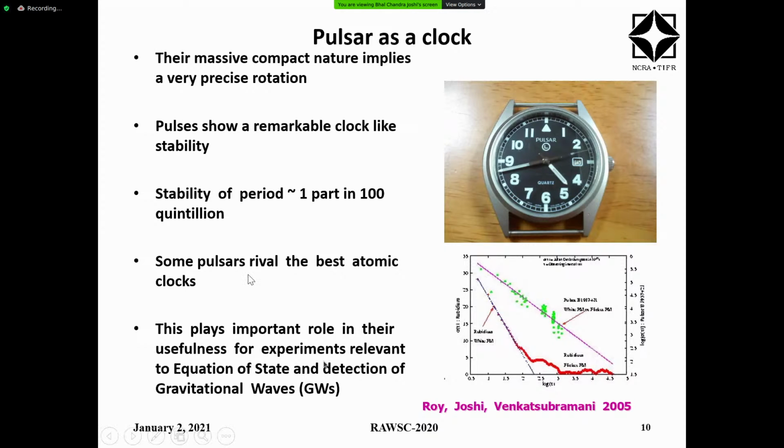In fact, in the 1990s, pulsars were thought to be even better than atomic clocks. That is not the case now, but there was a time when the International Astronomical Union thought of making clocks based on pulsars. The stability is 1 part in 100 quintillion, which is fairly stable. And because of this clock-like nature, they play a very important role in the detection of gravitational waves. So we will look at pulsars as an instrument for detecting gravitational waves in a little while.